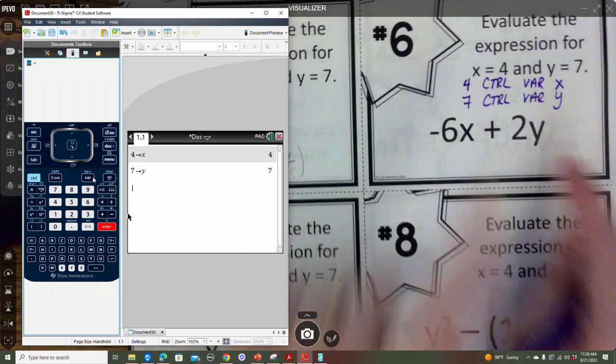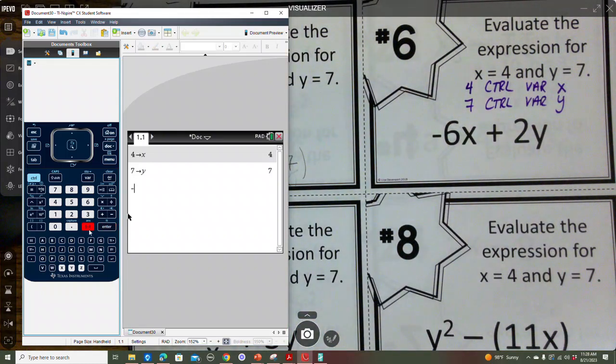Now, if I'm doing it this way, I just type everything in. Negative 6x plus 2y. And I want you to notice something. Do you see how my letters are bold? That means mathematically you're good. There's no error. Okay? So I'm going to show you another example here so you know how to fix it.